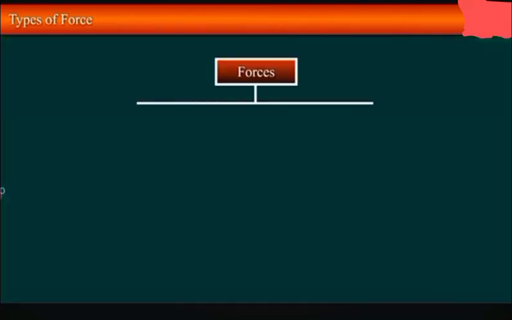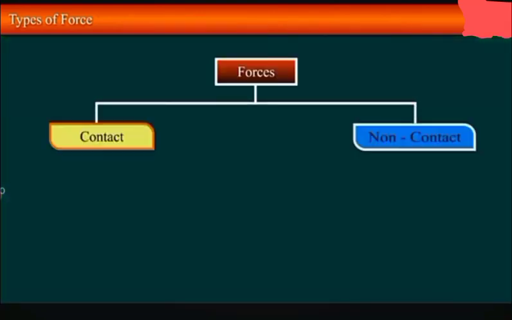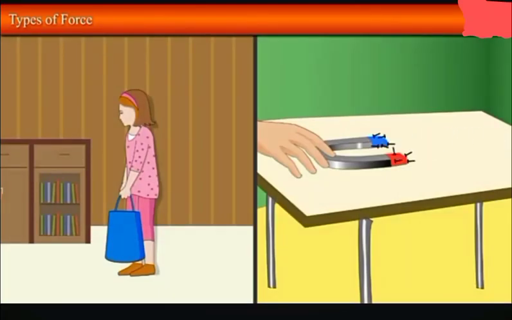There are two types of forces: contact force and non-contact force. When we lift a bag holding it, then to apply a force, our body has to be in contact with the object. This is contact force. Force exerted by a magnet on a piece of iron is a non-contact force. The magnet exerts a force on iron pieces without being in contact with them.